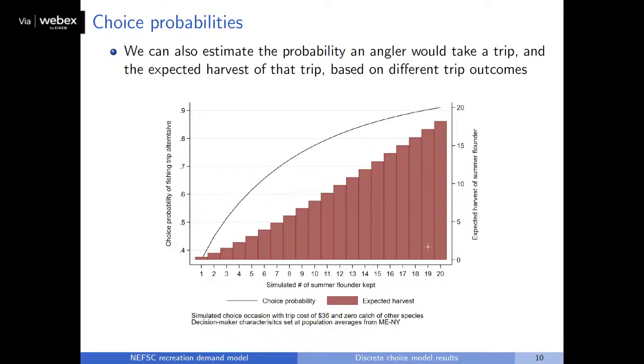We can also compute the expected harvest of summer flounder on these different fishing trips, which is simply the product of the choice probability and the simulated number of summer flounder kept. So as the simulated number of summer flounder kept increases, so too does the expected harvest. We can think of this graph as representing changes in individual demand for fishing conditional on different trip outcomes. As the trip becomes more attractive through increasing harvest, the individual demand for fishing, or their choice probability, also increases.